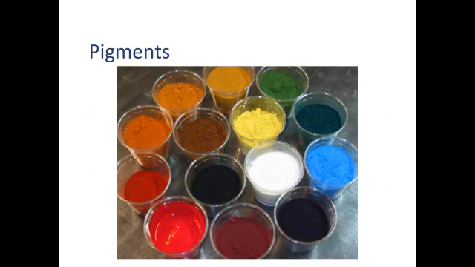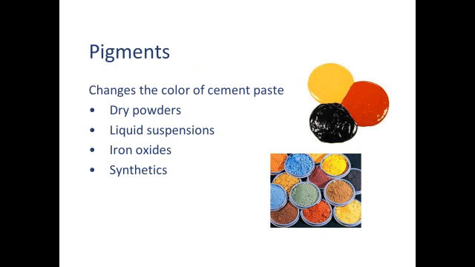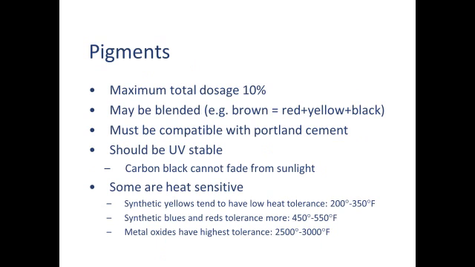So perhaps the most flamboyant admixture are your pigments. Whether they're liquids or powders, they're admixtures, and they're dosed the same way. Their job is to change the color of the cement paste to look the way you want. And as I mentioned, there are dry powders, liquid suspensions, there are natural pigments, there are synthetic iron oxide pigments, there are synthetic organic pigments that are used. Often those are the bright colors. All these are classified as pigments. There's standards they have to meet. Certainly they have to be compatible with Portland cement.